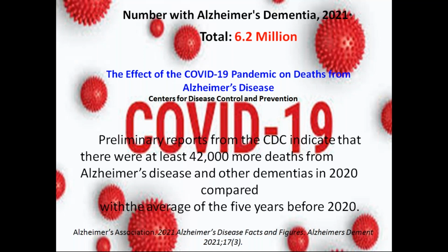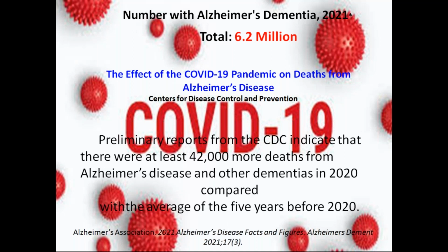For your information, the Center for Disease Control and Prevention said that the number of people with Alzheimer's disease, the dementia, in 2021, the total is 6 million people. This is the effect of the COVID-19 pandemic on death from Alzheimer's disease. Preliminary reports from the CDC indicate that there were at least 42,000 more deaths from Alzheimer's disease and other dementia in 2020, compared with the average of the 5 years before. I think that it is a very, very serious disease in the world.